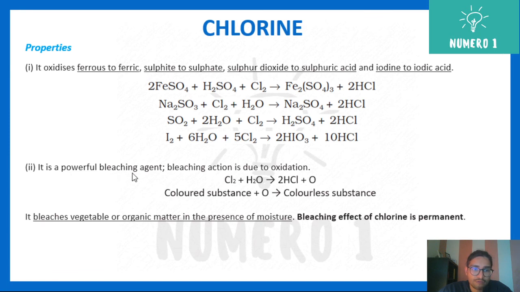Then it's a powerful bleaching agent. Bleaching action is due to oxidation. Chlorine gives this oxygen, and this oxygen is responsible for making the substance colorless. Any colored substance with that nascent oxygen will get oxidized and you will get a colorless substance. So it bleaches vegetables or organic matter in the presence of moisture, and the bleaching effect of chlorine is permanent. You can't reverse it.